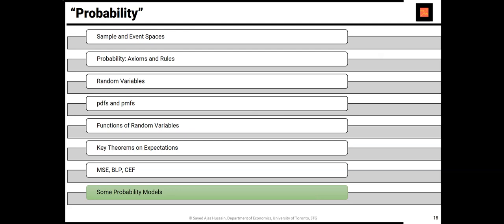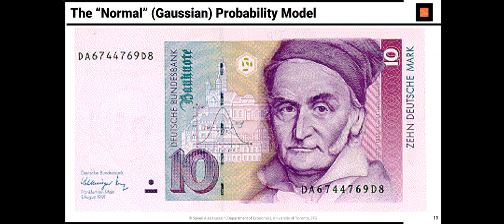Some probability models. We begin with the normal model, or the Gaussian model. This fella right here, pretty cool. I don't know if you had a chance to look at this note. Do you guys notice something? No? Come on. Okay, what about this thing right here? Normal distribution. That dude, Gauss, came up with or discovered this thing, hence why it's on the Deutsche mark.